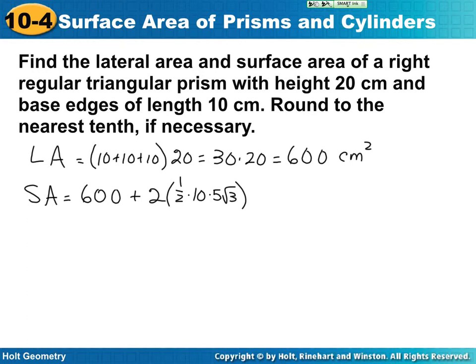So we almost did this one on the board to start with. So 600 plus, let's see, 2 times 1/2 is just 1, times 10, times 5, times square root of 3, 50 square roots of 3. The parentheses would have been 25 square roots of 3 times 2. So what do we get for a final surface area? 686.6 square centimeters.